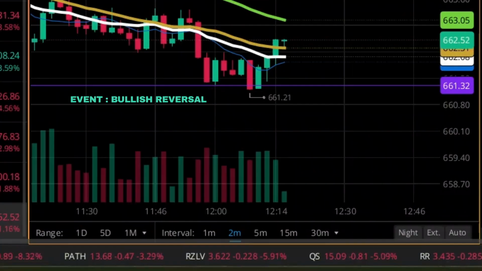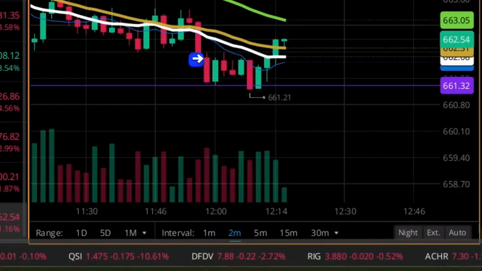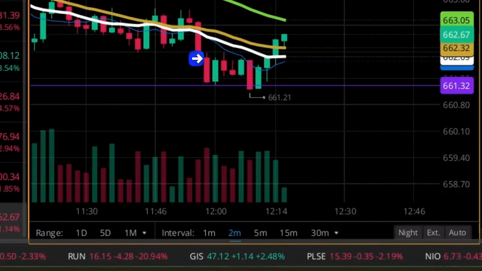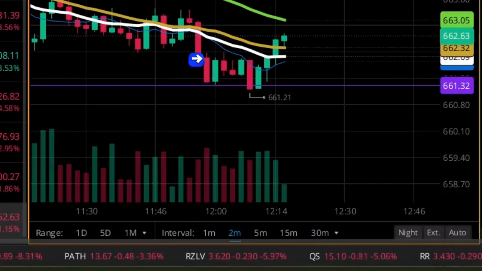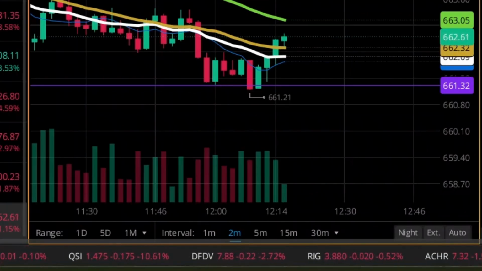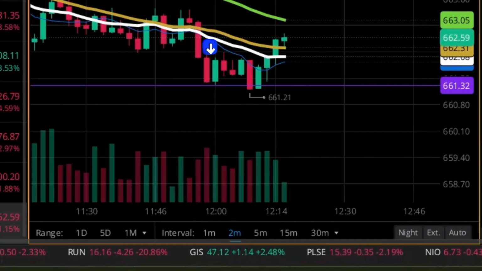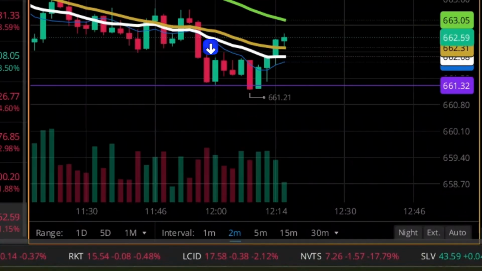A bullish reversal is when the green candle takes out the top of the red candle next to it, and there's some power to it. So not those little small candles, but a larger one like this one here. The problem is I entered it prematurely because the green candle didn't in fact close above the red candle. It wicked above it, but then it pulled back, but I was already in.